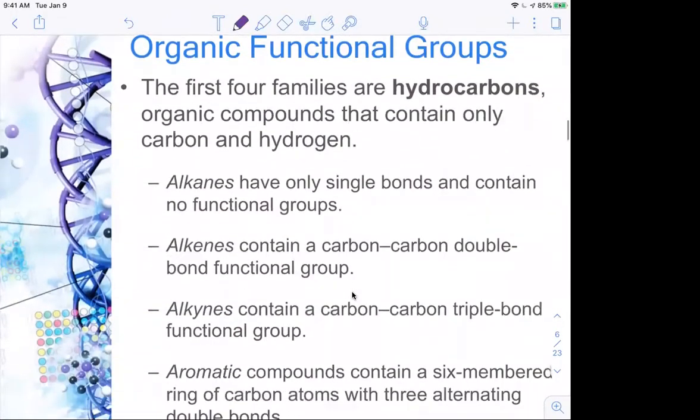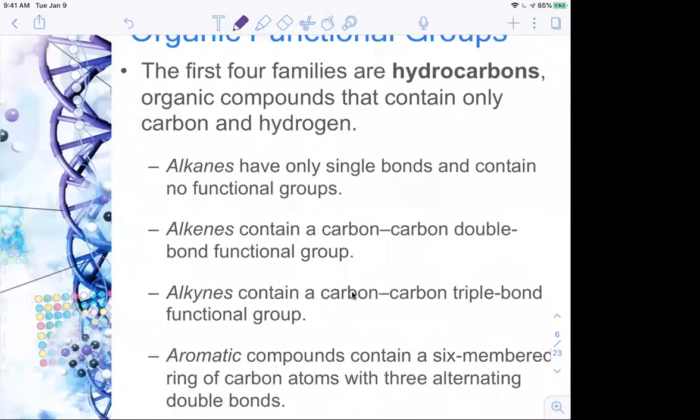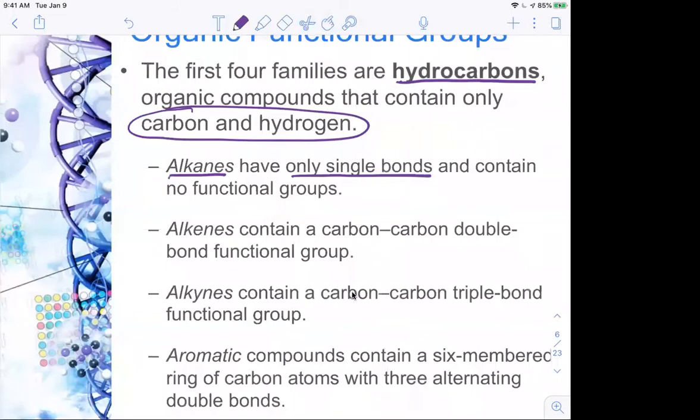So these next slides just go over what I just indicated on the chart themselves. The first four families are hydrocarbons. I only have carbon and hydrogen in something that is a hydrocarbon. Alkanes have only single bonds and really have no other functional group. We're going to use the term alkyl a lot. An alkyl group is something that is from an alkane. And we'll talk about that later.